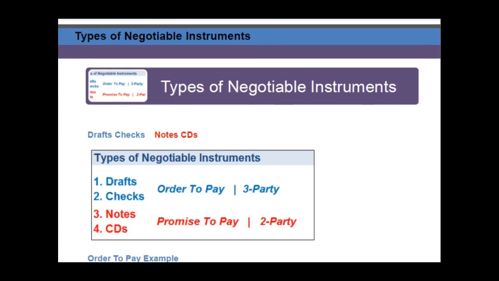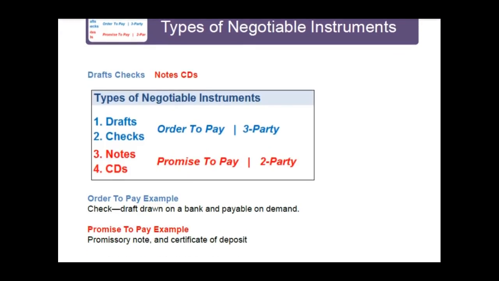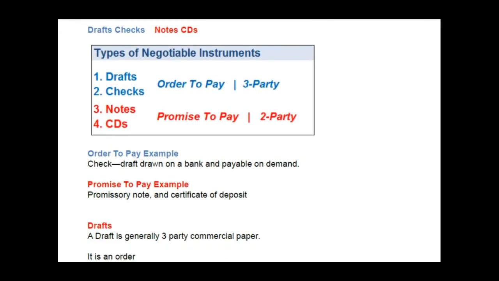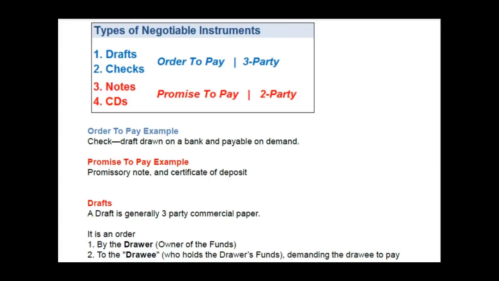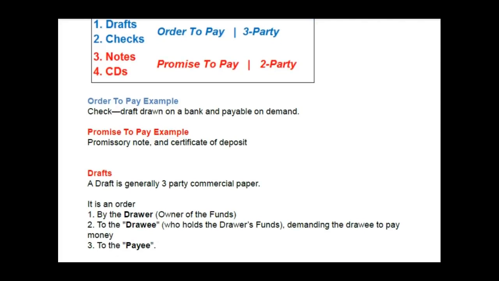Alright, so there are 4 main types of negotiable instruments: drafts, checks, notes, and CDs. Drafts and checks are normally 3-party, and they're orders to pay, while notes and CDs are 2-party promises to pay. So an order to pay example is a check, just a draft drawn on a bank and payable on demand. A promise to pay is generally a promissory note or a certificate of deposit.